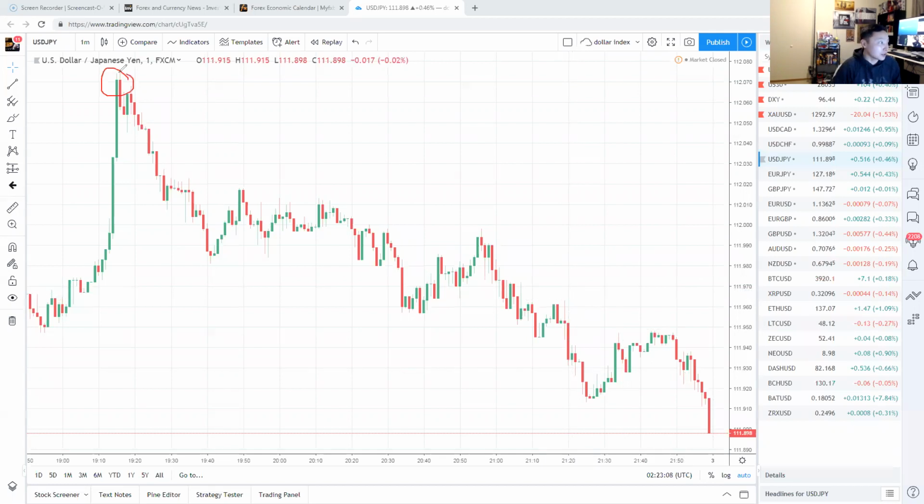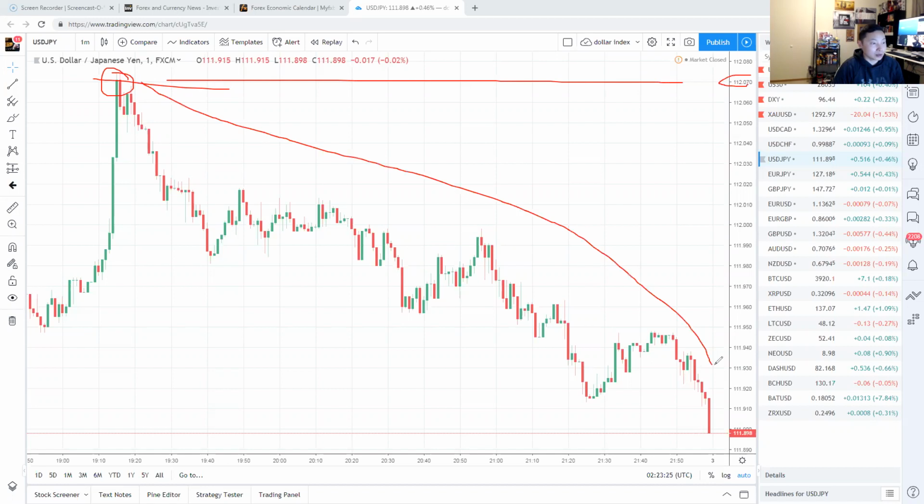You can see that the very highest price so far that it reached during New York sessions, I think it was in the last 2-3 hours of New York sessions before it closed on Friday. It reached all the way up to 112.070, and then it started retracing all the way back down to 111.8. So you're talking about a 20 pip drop from here.